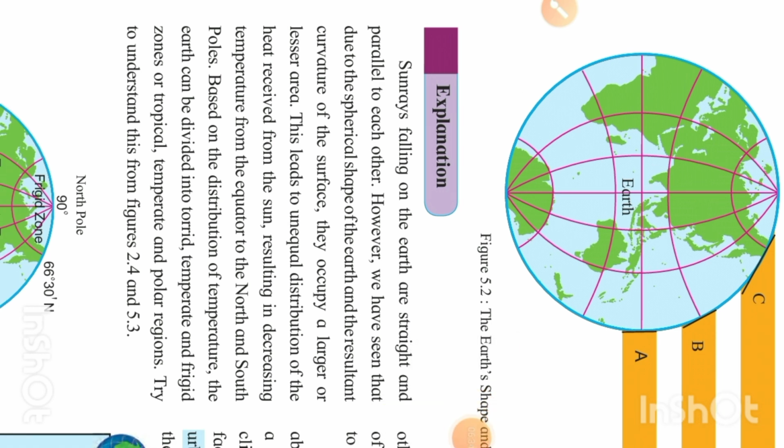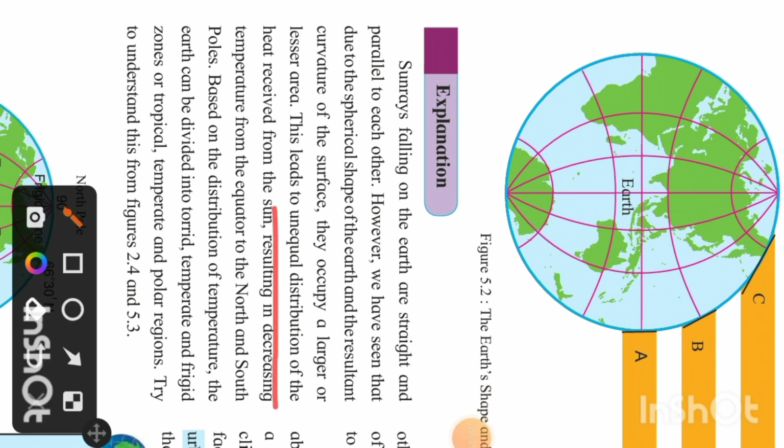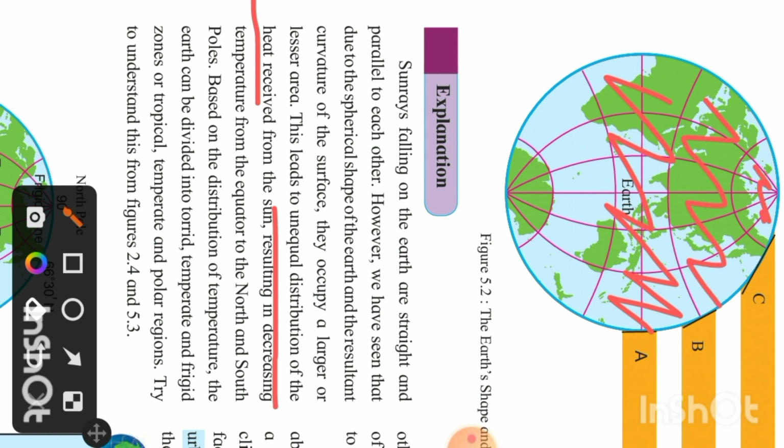It means this leads to unequal distribution of the heat. So yes, we know that it's very hot in this area where we receive perpendicular rays. It's less hot in this area and even less at this area. So it's not equal. The temperature is not equal in all regions on the earth. So it says resulting in decreasing temperature from the equator.